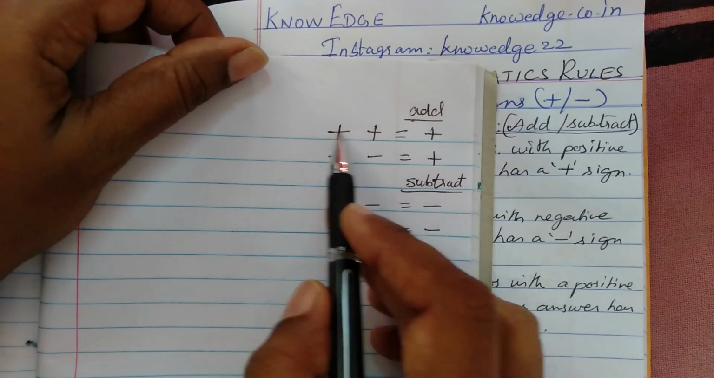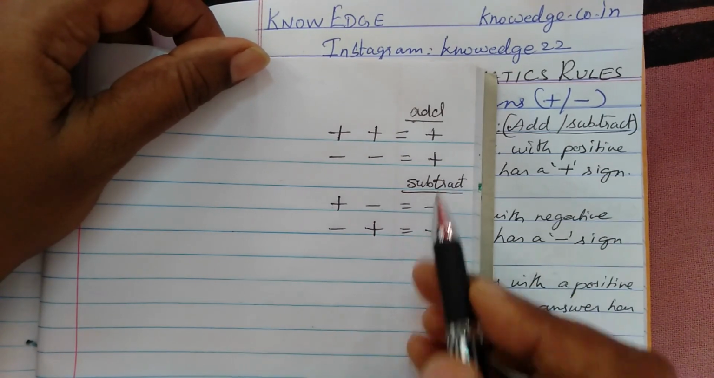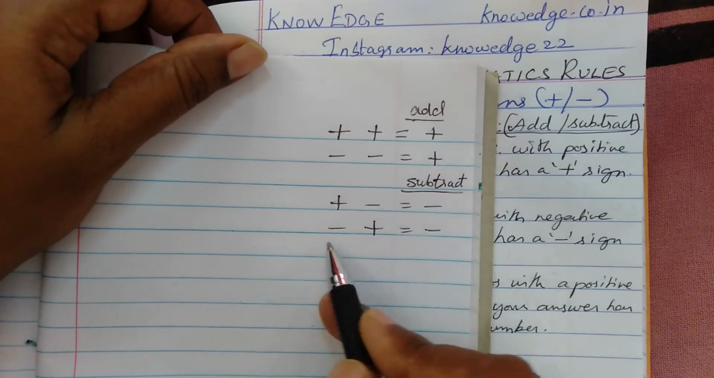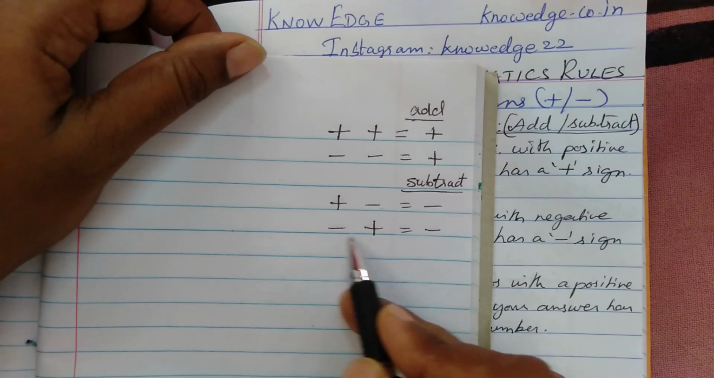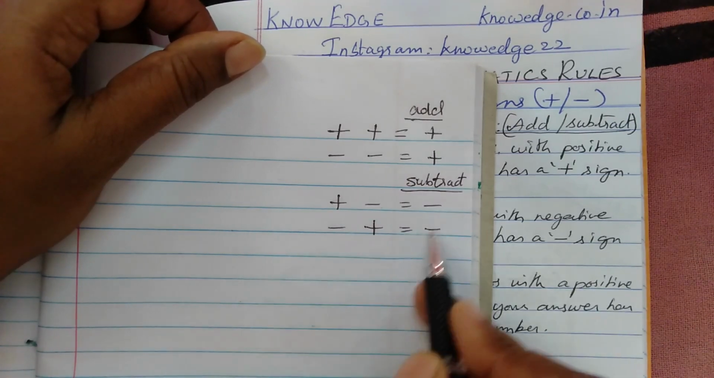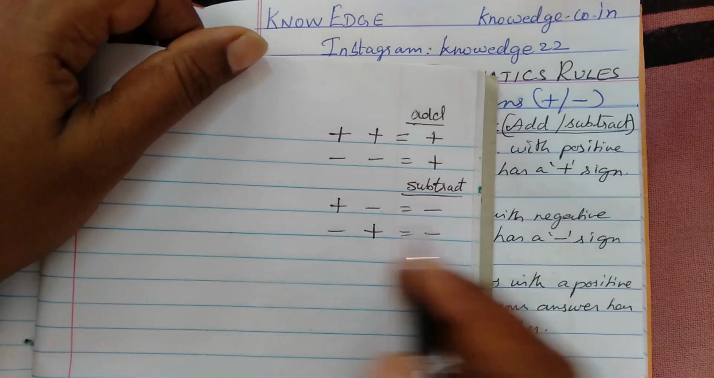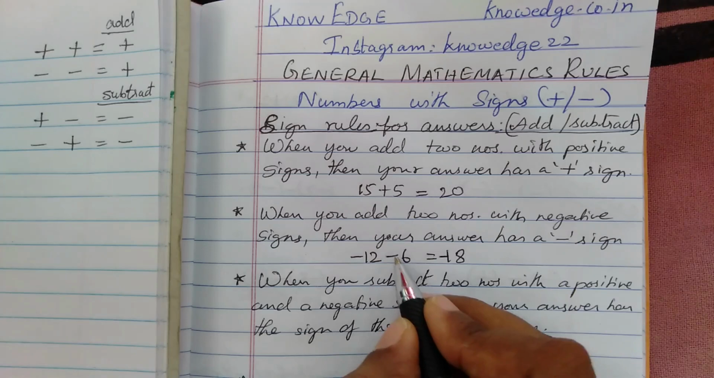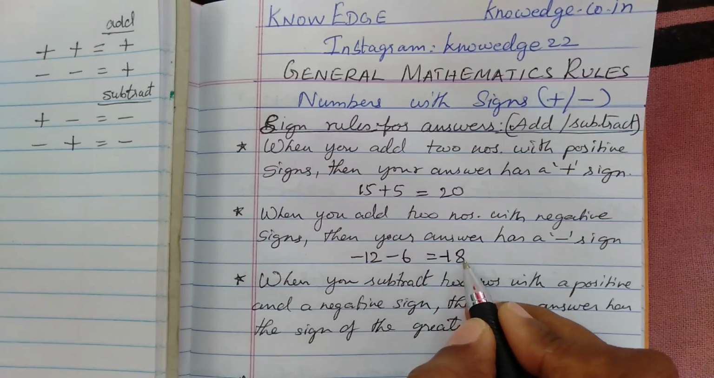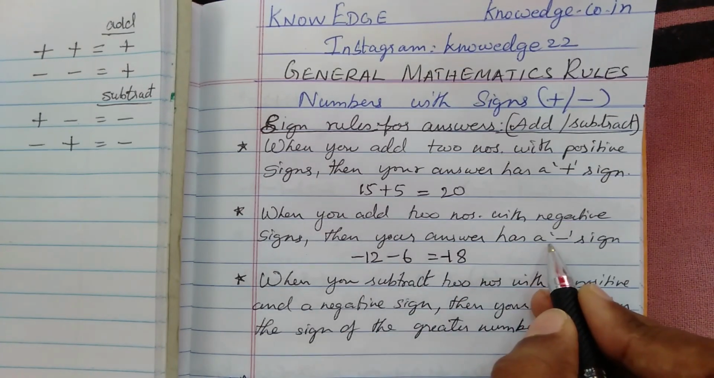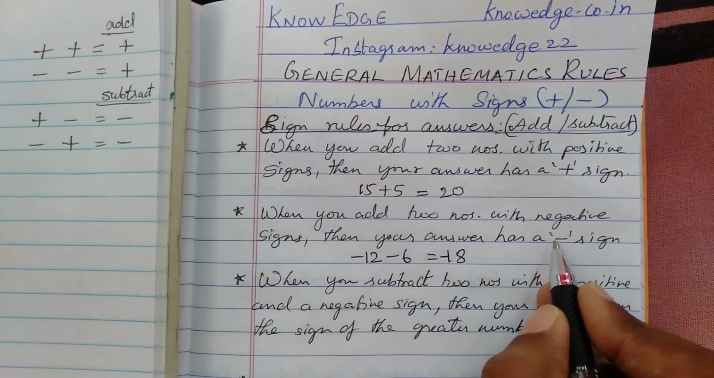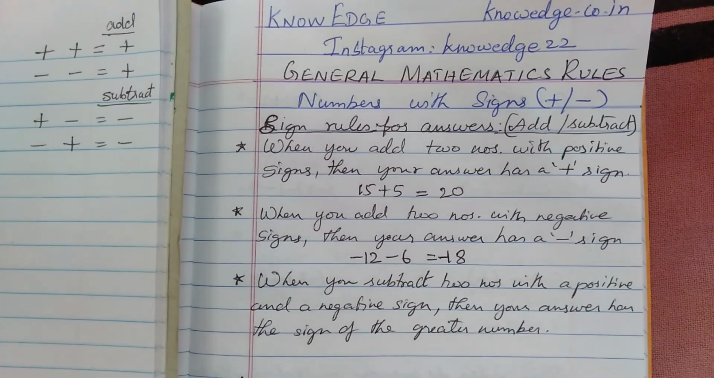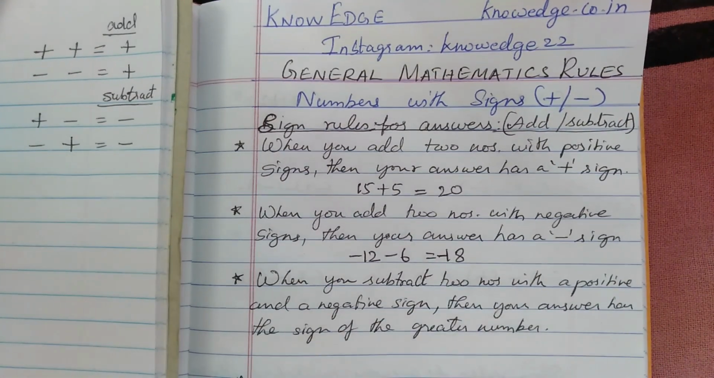When you have two numbers with similar signs, then you will have to add those numbers. When you have two numbers with a mix of signs, positive negative or negative positive, whichever way they may be, then you will have to subtract these numbers to get your answers. In the same way, here you have two minuses, so you added these numbers to get your answer. Your answer is 18. And it is written here that when you have two numbers with negative signs, then your answer will have a negative sign, so you put a minus here. So it is minus 18 now.